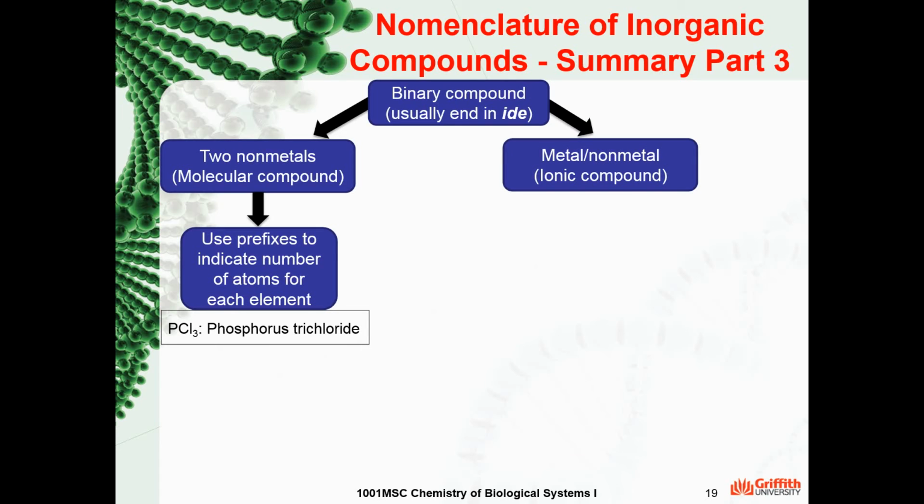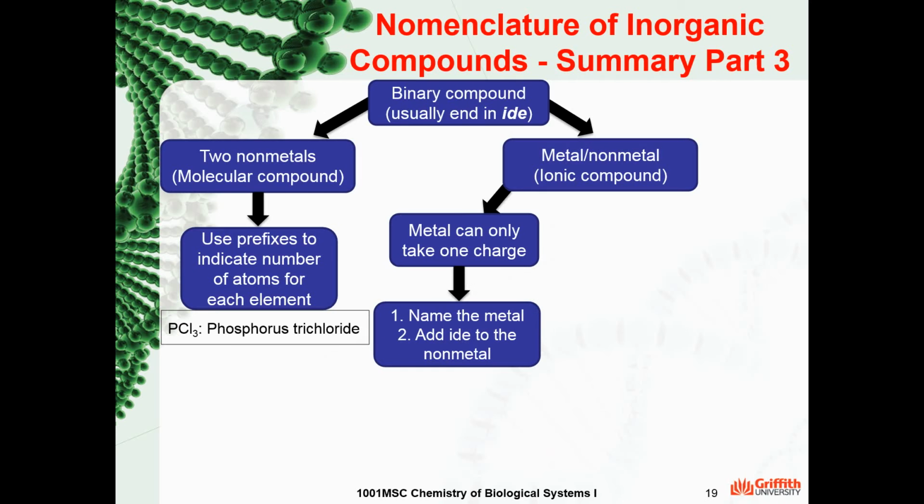If the first element is a metal, then you have an ionic compound. Before you name the compound, you need to decide whether the metal can take only one charge or can take more than one charge, like certain transition metals. If the metal can take only one charge, we name it first, then we name the non-metal by adding "ide". An example of this is aluminium chloride.